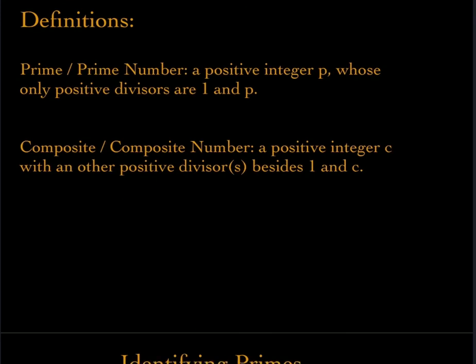First, let's go over some simple definitions that we probably already know. A prime, or a prime number, is a positive integer p whose only positive divisors are 1 and p. Now, a composite, or a composite number, is a positive integer c with any other positive divisors besides 1 and c.